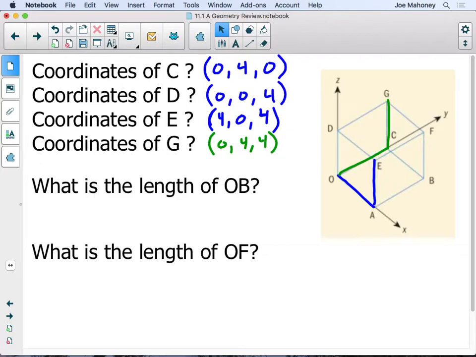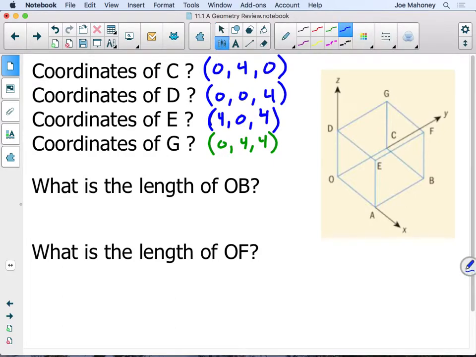So let's talk about finding the length of a segment now, the length of segment OB. If you want to kind of figure it out on your own a little bit, and the next one too, pause the video. If not, keep following along.